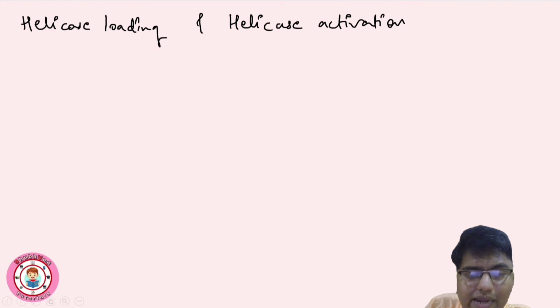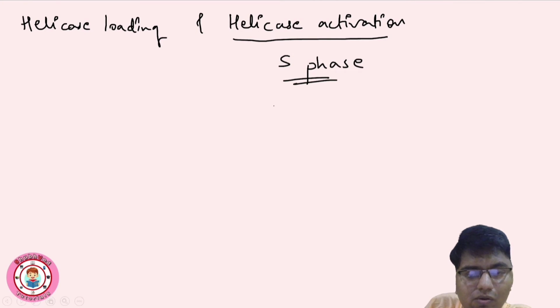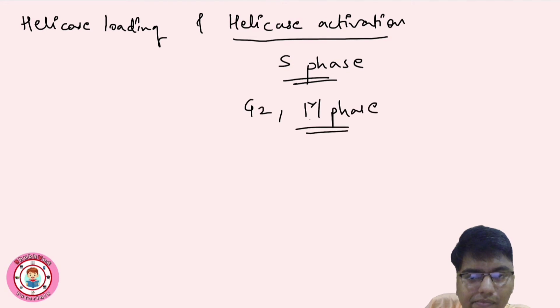So we know that DNA replication takes place in S phase. So helicase activation takes place in S phase. It can also occur in G2 and M phase. But what happens after the DNA replication is done? Unwinding is done. Helicase is released out, right? So we can say S phase is the phase where helicase is active.